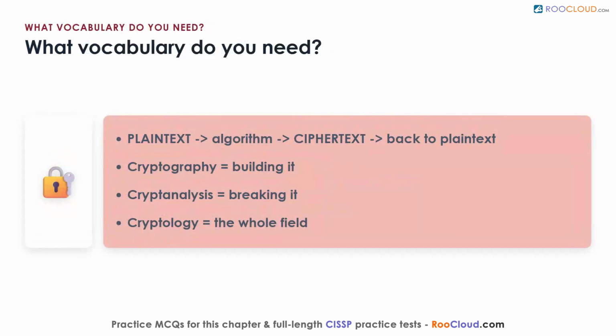What vocabulary do you need to talk about ciphers? Just a few core terms. A plaintext message is the readable original. You run it through an algorithm to produce ciphertext, the scrambled version you send. The recipient reverses the process to recover the plaintext. The art of building these systems is cryptography. The art of breaking them is cryptanalysis. Put them together and the whole field is called cryptology. Keep this small dictionary handy, because every later topic reuses it.